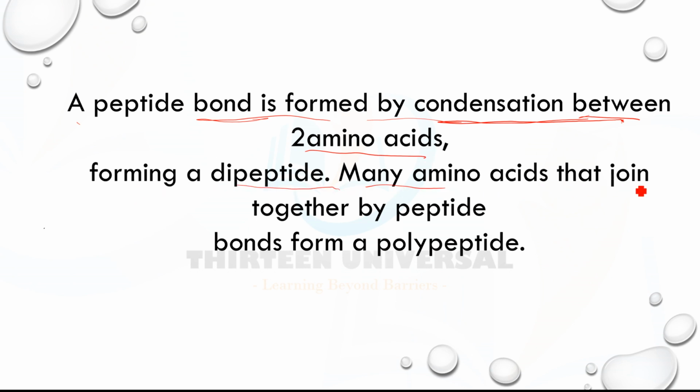Many amino acids join together, and peptide bonds form a polypeptide. So when they keep forming, listen, when an amino acid keeps bonding again, and there are many of them, we call them a polypeptide, right? Let's see how that works.